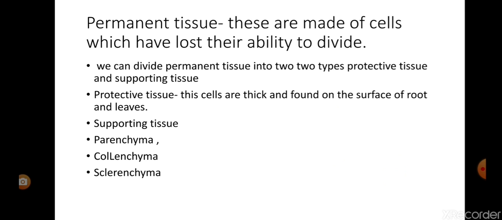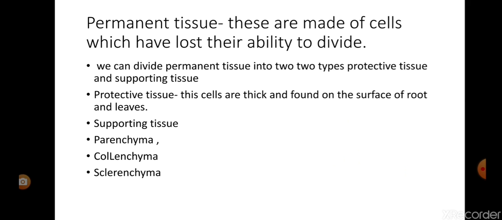Now permanent tissue. Permanent tissue is made up of those cells which have lost their ability to divide. That means it is exactly opposite to the meristematic tissue. We can divide the permanent tissue into two types: one is protective tissue and the other is supporting tissue.